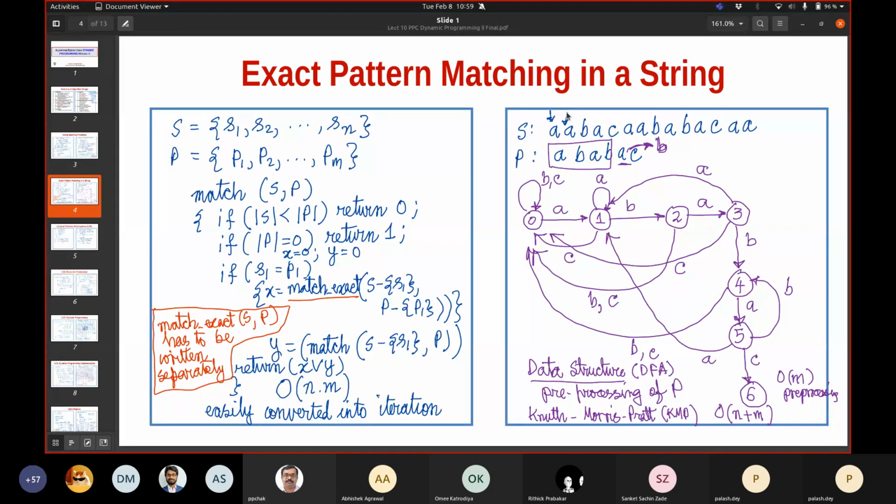Okay. So as we are trying to see, this pattern and string approach has reduced the complexity of the problem from order n into m to order n plus m. This is a classical example of using dynamic programming and data structures. Palash, we can go to the next slide.